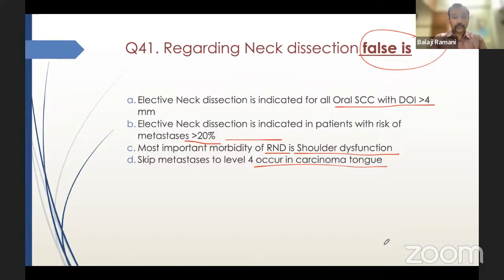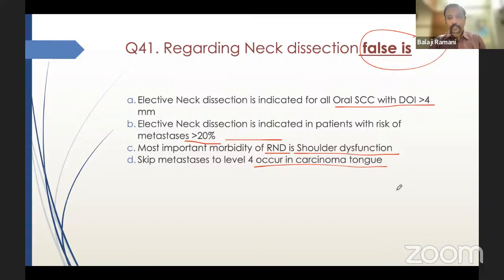What do you mean by elective neck dissection? Elective means prophylactic neck dissection. So it should be greater than or equal to 4 millimeter, or it should be greater than 3 millimeter. Be very clear, both of these are the same. Greater than 3 means it is 4. So 4 and above, that is the criteria.